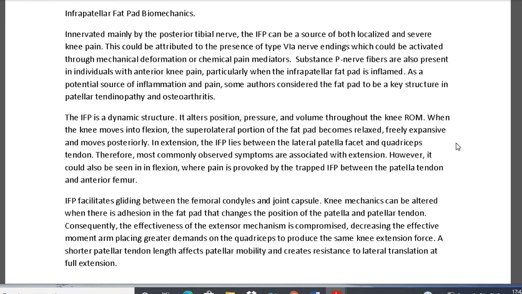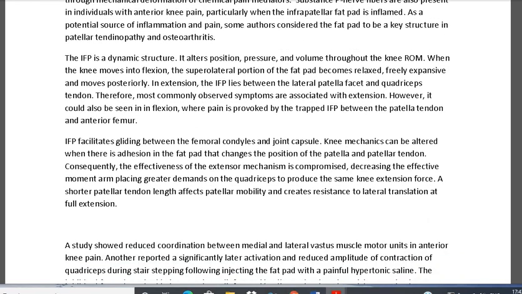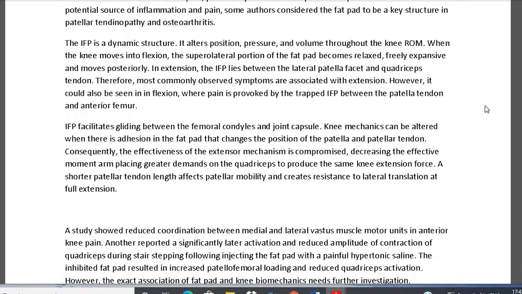In extension, this fat pad lies between the lateral patellar facet and the quadriceps tendon. Therefore, the most commonly observed symptoms are associated with extension. However, it could also be seen in flexion, where pain is provoked by the trapped pad between the patellar tendon and the anterior femur. But mostly it is seen in knee extension, when it lies between the lateral patella and the quadriceps tendon.